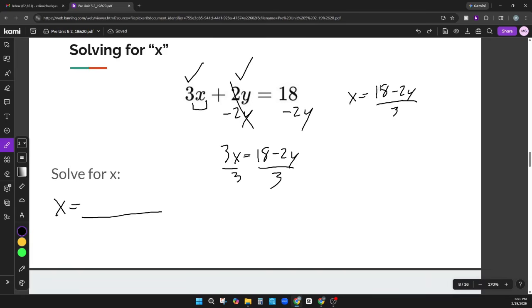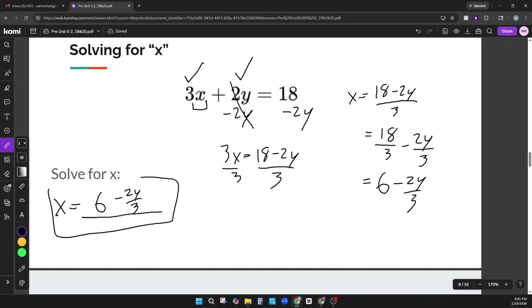But you'll note that 18 actually could be divided by 3. So I'm going to go ahead and take this. I'm going to split this into my two fractions. If I have a fraction that goes over my entire side of an equation, I could split it into two separate fractions, or as many different fractions as there are terms. Because I'm dividing the whole thing, I could divide each one individually, meaning 18 divided by 3, I could rewrite this as 6 minus 2y over 3. And my final answer is going to be 6 minus 2y over 3. This, ladies and gentlemen, is my answer in solving for x.